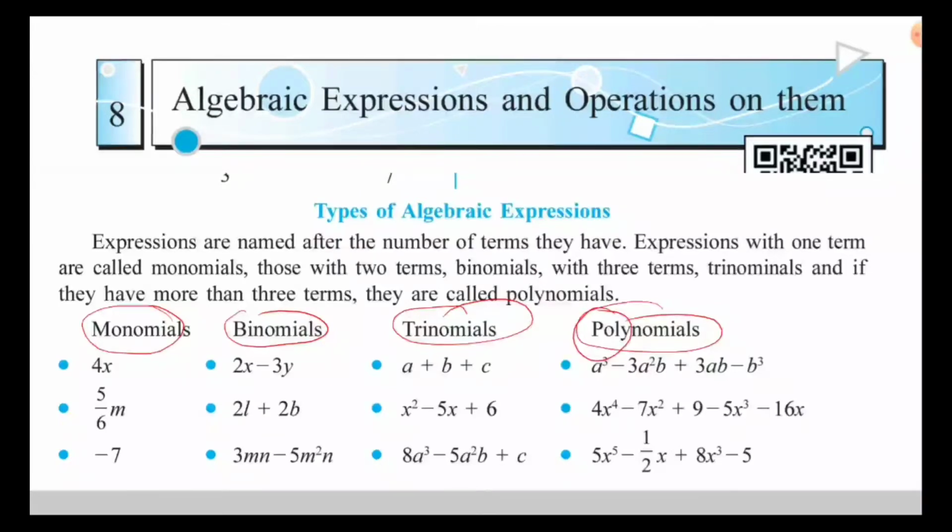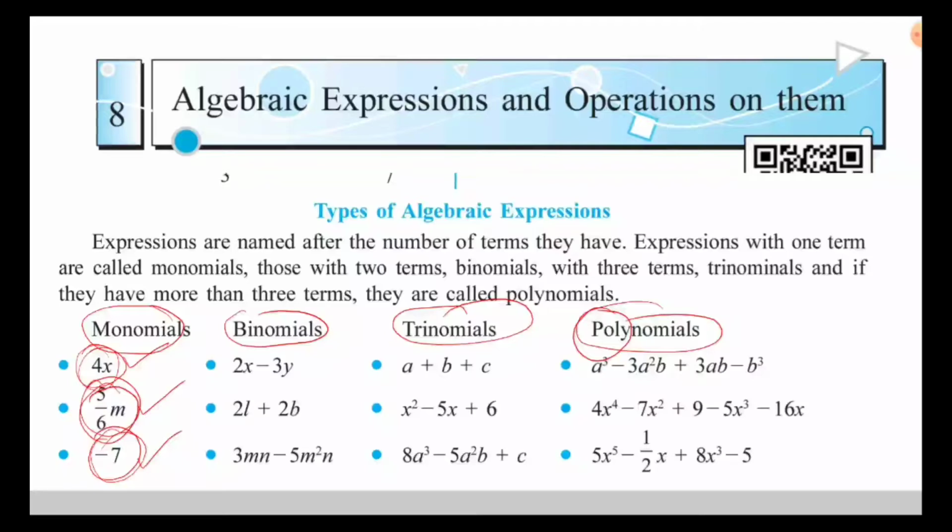Now you can see that in monomials there is only one thing written over here in all the 3 examples. There is no plus, there is no minus, there is no other term. Only one term is given to us, that is 4x. 4x is one term, 5 upon 6m is one term, minus 7 is one term. So this is called monomials.